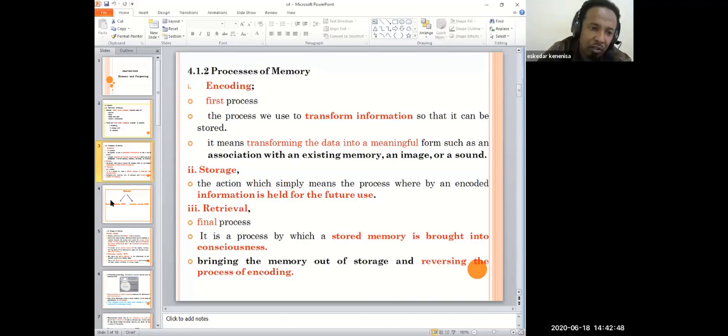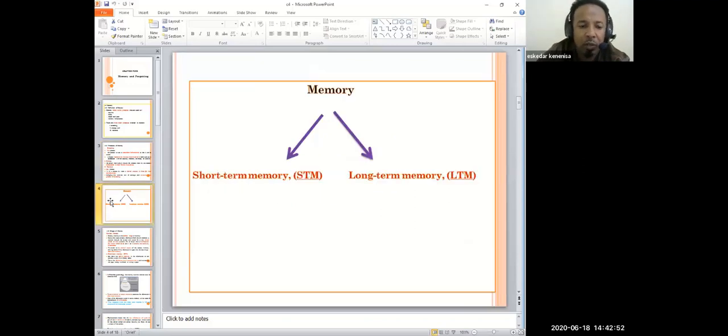So when we go to memory, we can divide memory into two: short-term memory and long-term memory. As the name implies, short-term memory indicates that something is stored for a short time, and long-term memory stores memory for a long time. Okay, let's see.